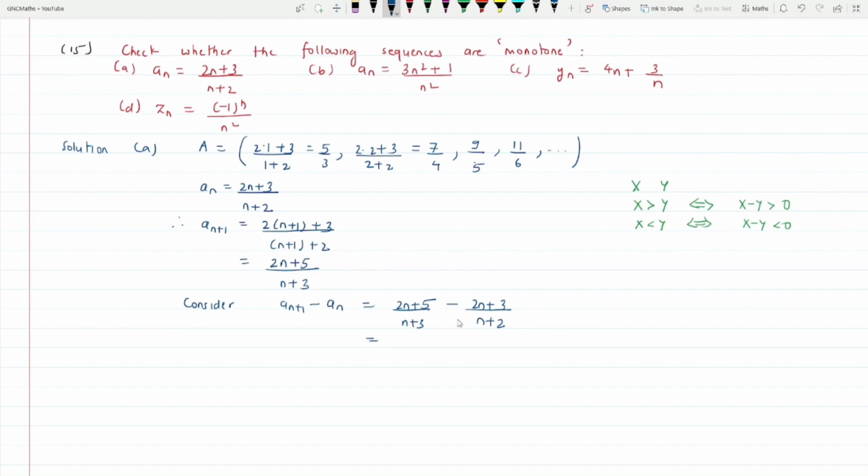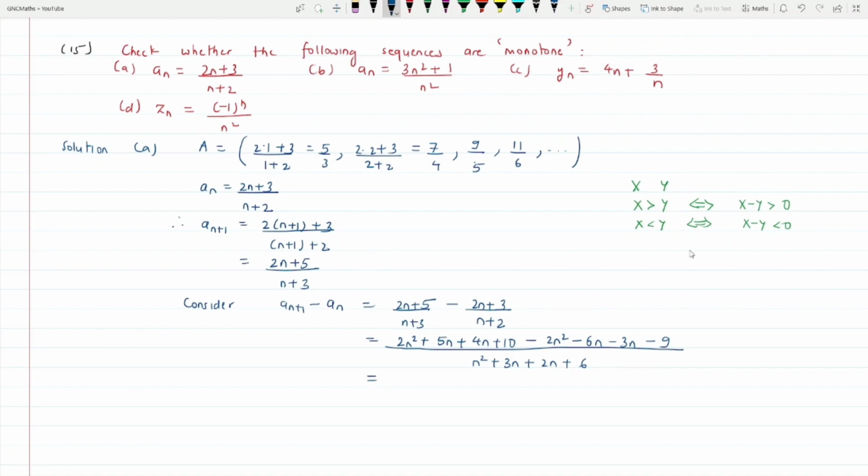So this is 2n plus 5 upon n plus 3 minus 2n plus 3 upon n plus 2. So we need to do the basic cross multiplication here. We are going to get 2n square plus 5n plus 4n plus 10. The minus sign in between, we are going to have 2n square minus 6n minus 3n minus 9. And this entire thing is to be divided by n plus 3 times n plus 2, which is going to be n square plus 3n plus 2n plus 6.